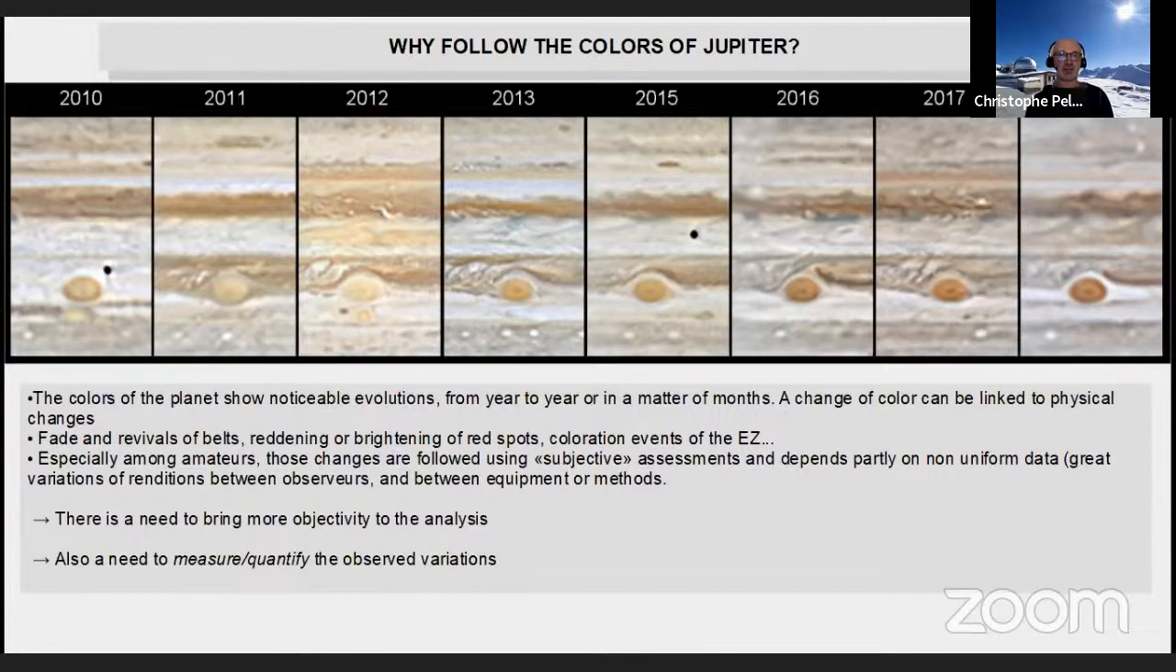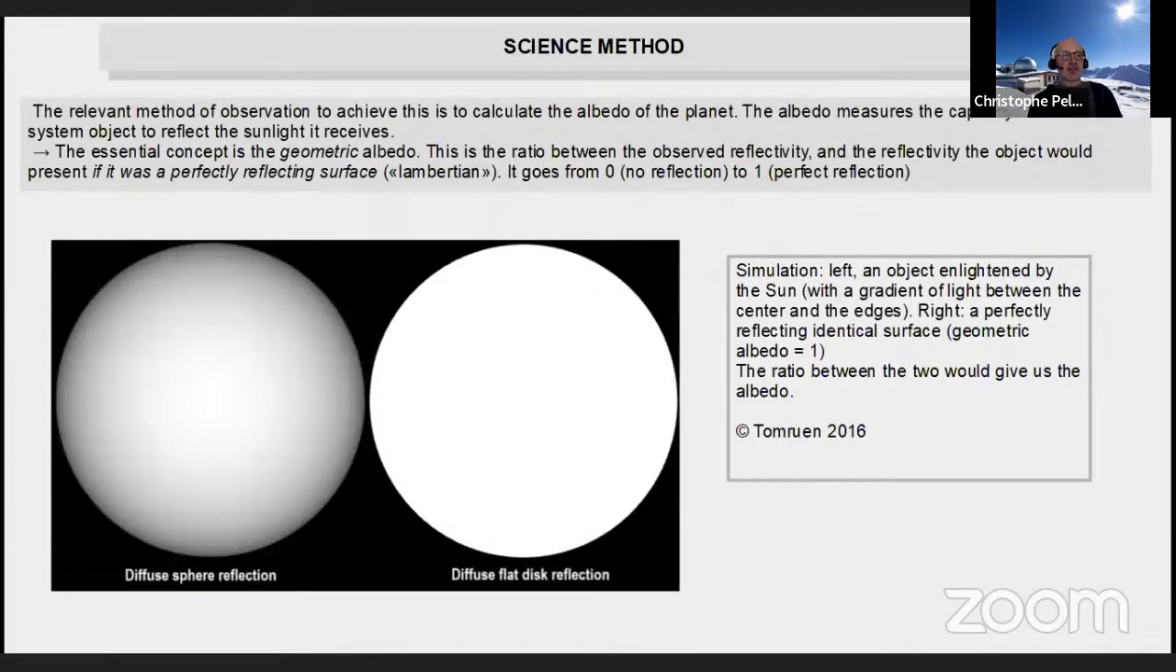For example, if you use a color camera, the colors are not going to be exactly the same as if you use a black and white camera with filters. So there is a need to bring more objectivity, and there is also a need to measure or quantify the observed variations. So the relevant method of observation to achieve this is to calculate the albedo of the planet.